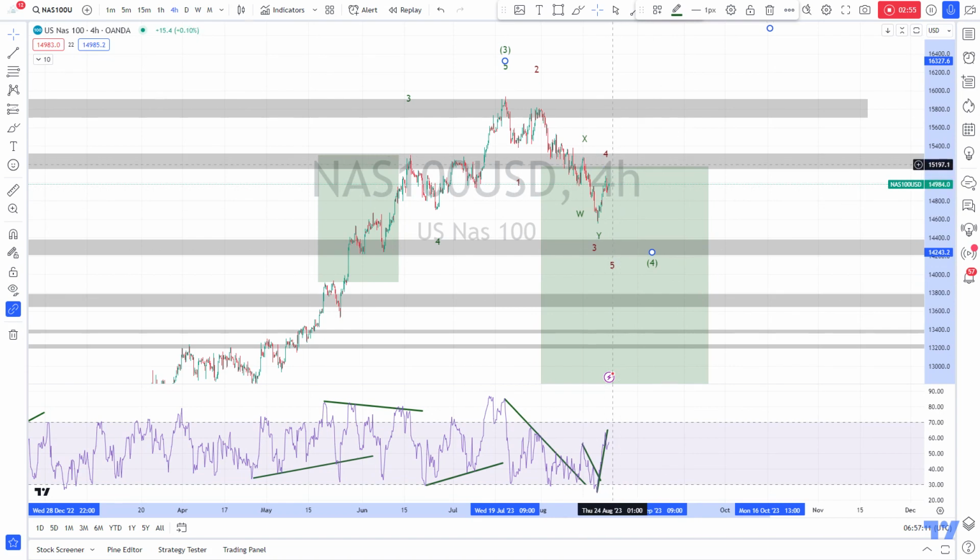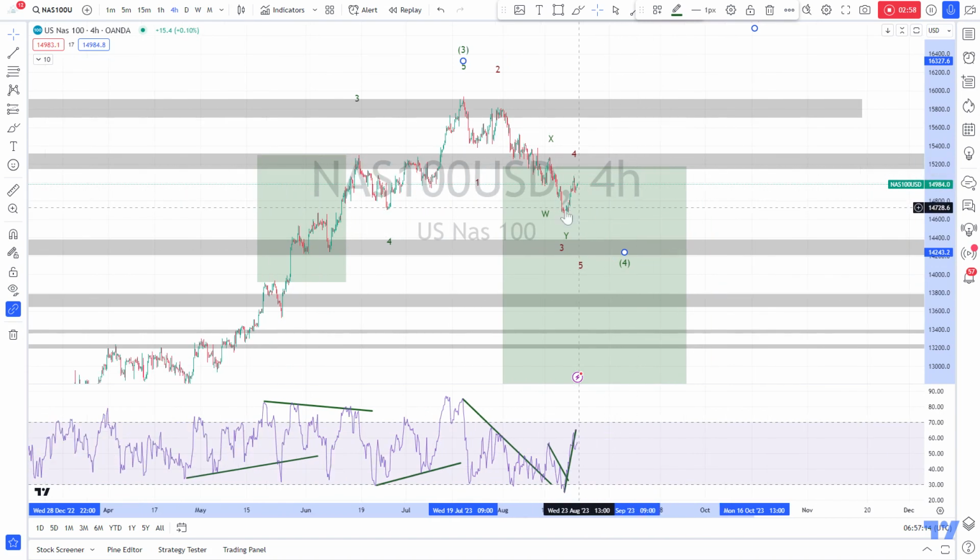However, an alternative scenario I also want to show here. The primary scenario is that we have some kind of low in here that finishes this correction, or at least the first part of the correction. And if we would take out this low, we can still do something in 5 waves. 1, 2, then this here becomes our 3. Here we have our wave 4, and then we should have a wave 5 down, and then we can actually have an ABC as a wave 4 correction.